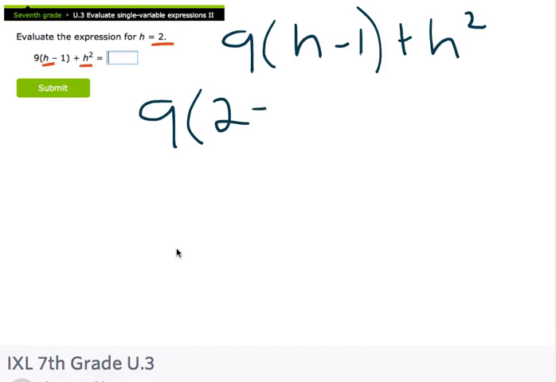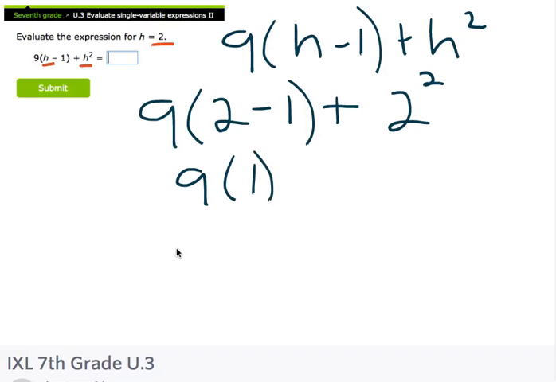So that becomes 9 times 2 minus 1 plus 2 squared. Two minus 1 is 1, so that becomes 9 times 1. 2 squared is 4, and 9 plus 4 is 13, so when we evaluate the expression we get 13.